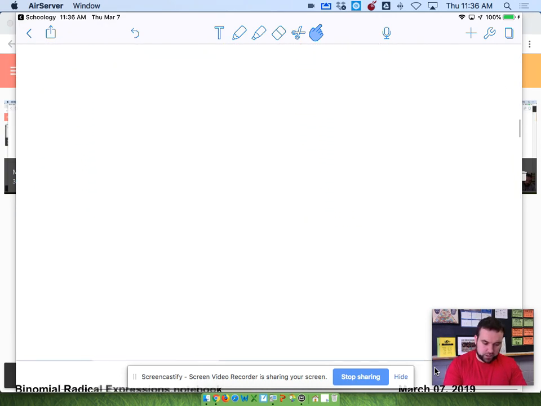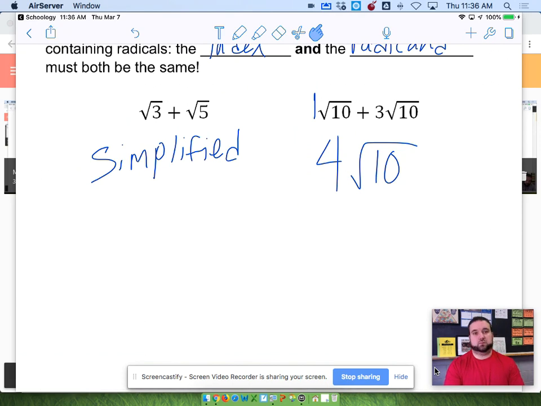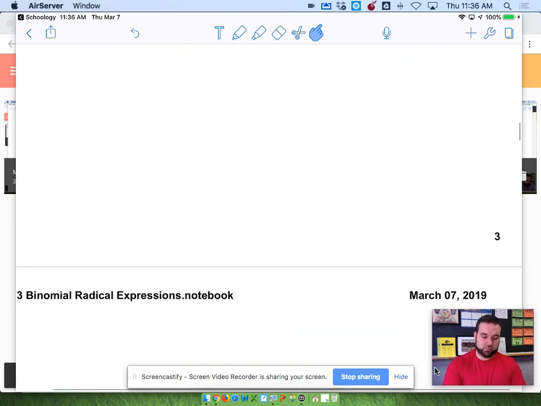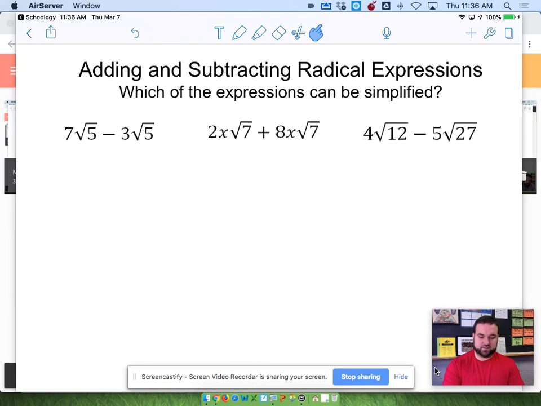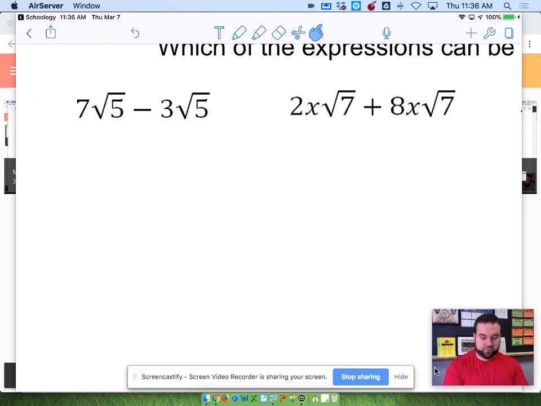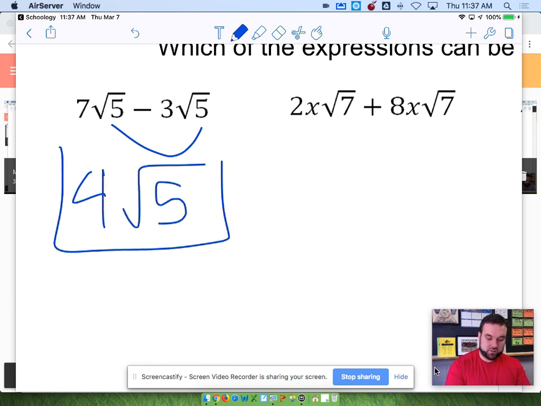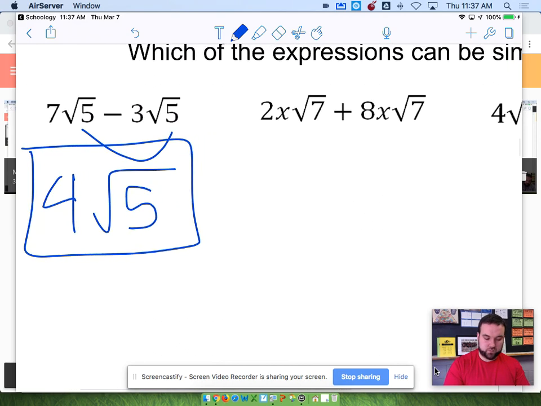So obviously, this is intro to it. We're going to build up a little bit. So of these three sets of expressions, which ones can be simplified? So here we have 7 root 5 minus 3 root 5. They're both square roots. They're both root 5. So I'm just going to do 7 take away 3, which gives me 4. 4 square root 5. We're good.